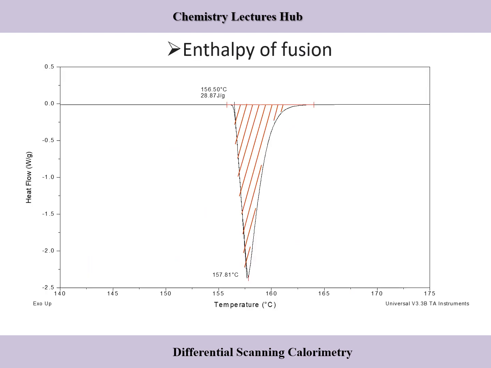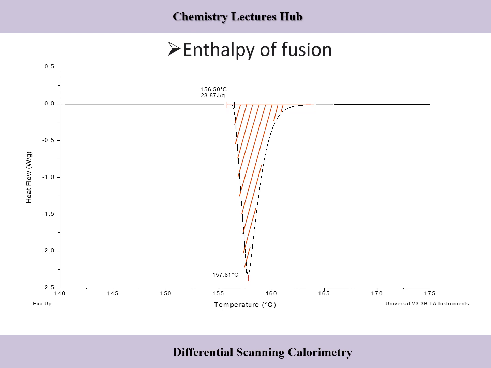The third application of DSC is determination of enthalpy of fusion. What is enthalpy of fusion? The enthalpy of fusion of a substance, also known as latent heat of fusion, is the change in its enthalpy resulting from providing energy, typically heat, to a specific quantity of the substance to change its state from a solid to a liquid at constant pressure.